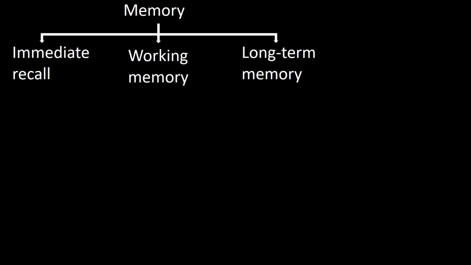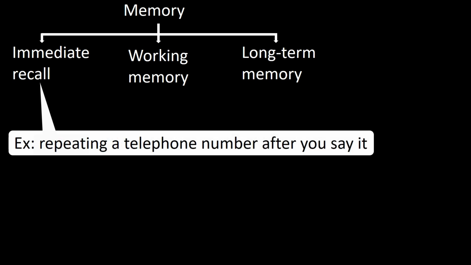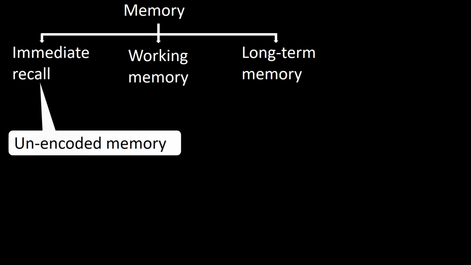Memory can be partitioned in three divisions: immediate recall, tested by asking a patient to immediately repeat a set of digits as a telephone number or repeat a set of nouns such as apple, book, and chair. Instant recall can be classified as unencoded memory. Unencoded memory are easily forgotten.